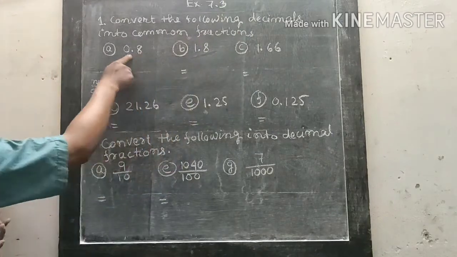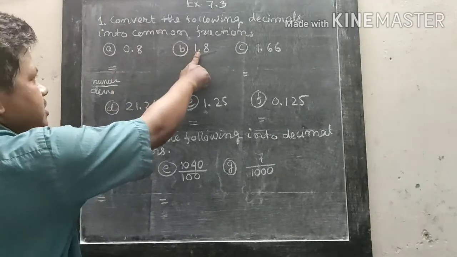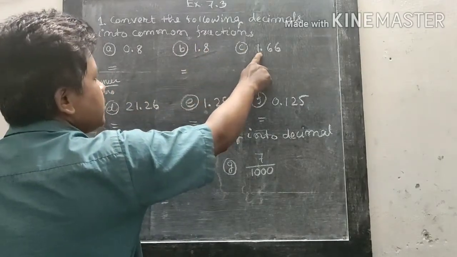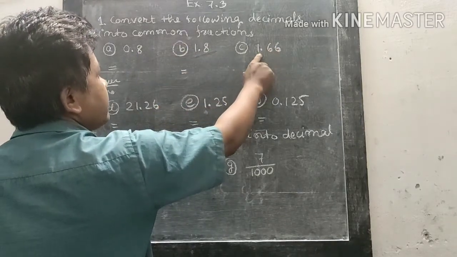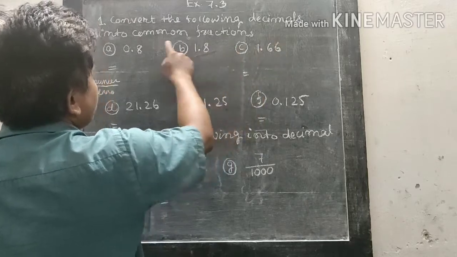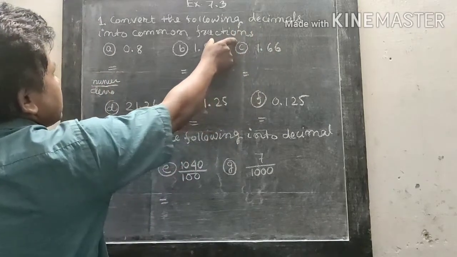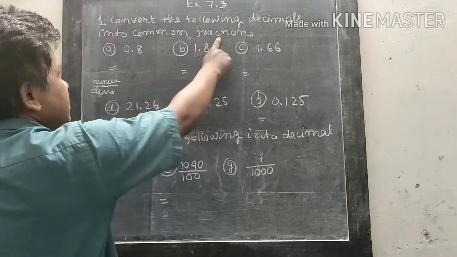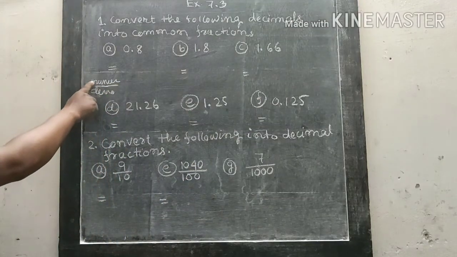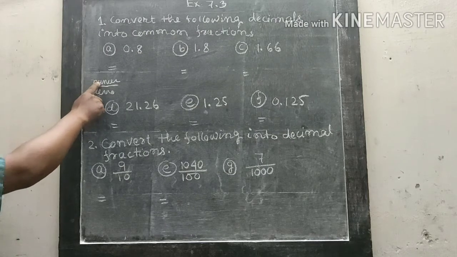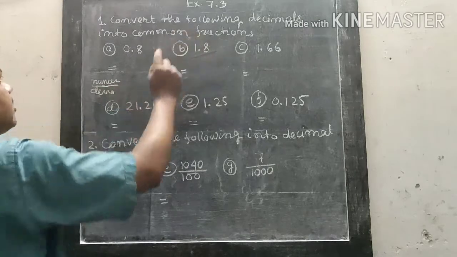Why is it in decimal form? As we have seen, a point is there, here also a point is there, here also a point is there. If a number has a point, then this kind of number is known as a decimal. Now fractions: what kind of number is called a fraction? If any number can be expressed as a numerator and denominator, then this kind of number is called a fractional number.